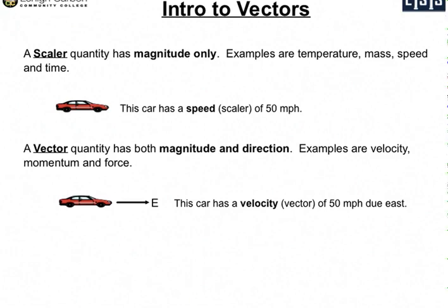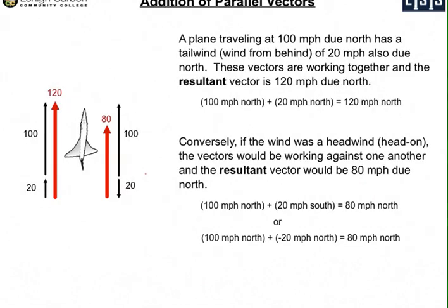However, for a vector, we could also say this car is traveling at 50 miles per hour, but it's heading in a direction. It's going due east. Once we add the direction to the scalar quantity, we now have a vector. A vector has both magnitude and direction. So velocity, momentum, and force that we'll deal with in physics are vector quantities. So we're dealing with direction, not just the quantity or magnitude.